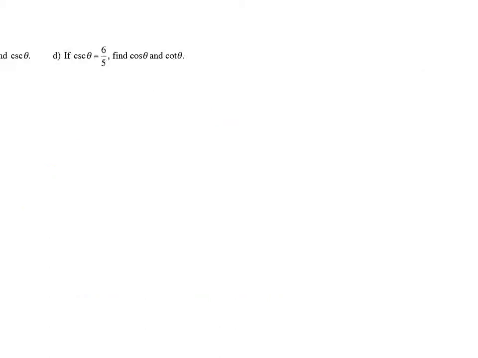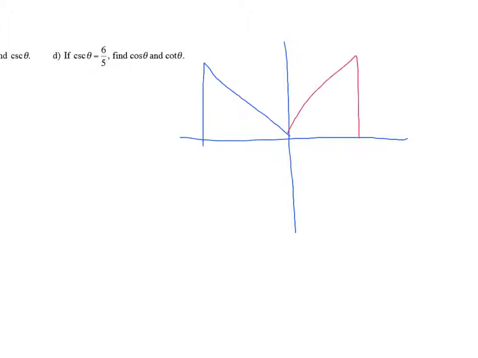So for this one, they aren't telling us anything about what quadrant it falls in. So there's two places where this could occur, where the sine and cosecant are positive. It could happen here in quadrant 2. It can also happen in quadrant 1. And since it's hypotenuse over opposite, we can use the Pythagorean theorem to find it. Over here it'll be negative, over here it'll be positive.